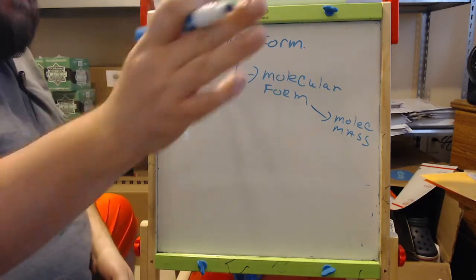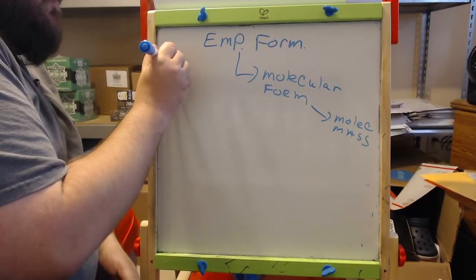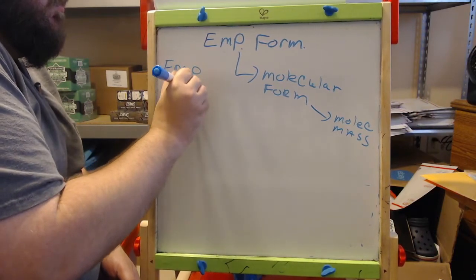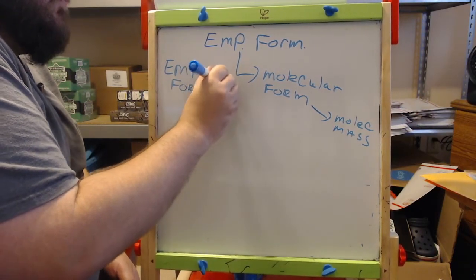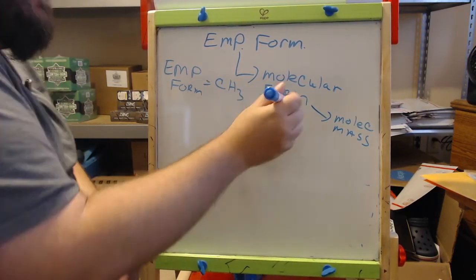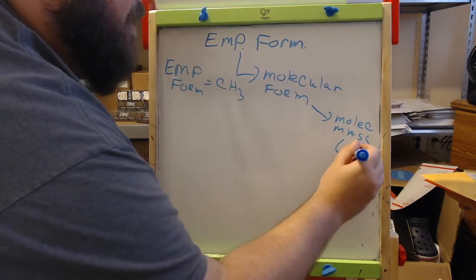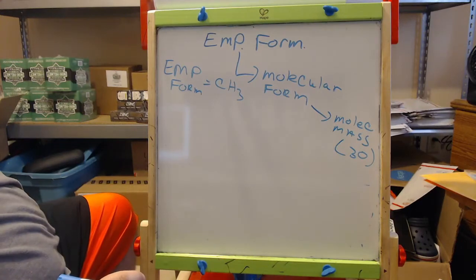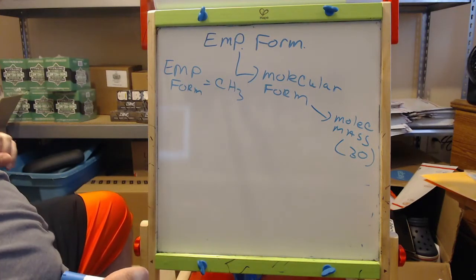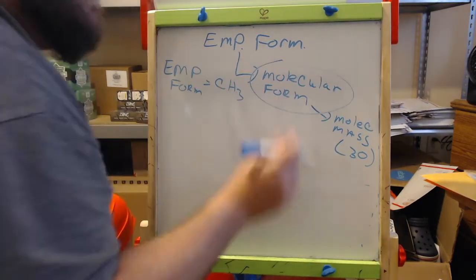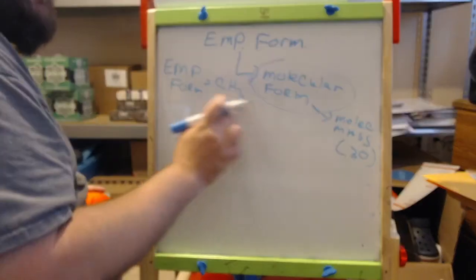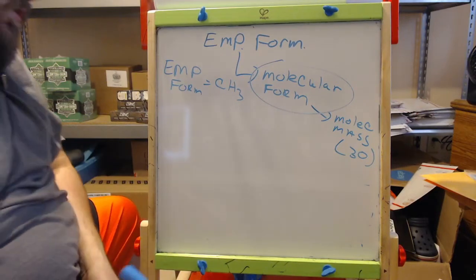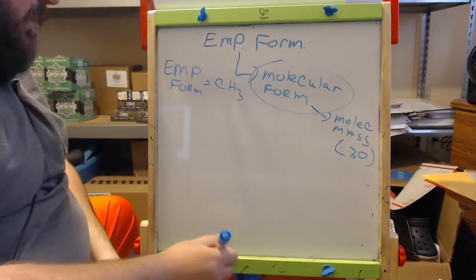So let's say we continue with the problem we did, and we have our empirical formula of CH3. And they tell us that the molecular mass of our compound is 30. And I want to find what the molecular formula is. So I want to find this based on the fact that I know my empirical formula and I know the molecular mass of the compound I'm looking for is 30. So here's what you do.